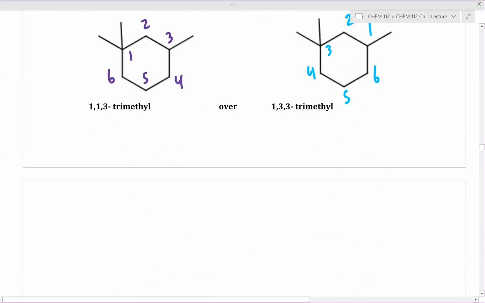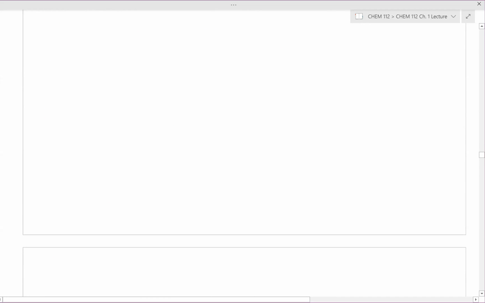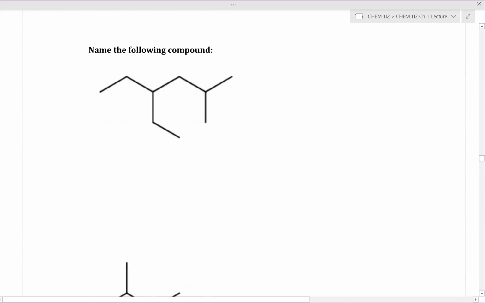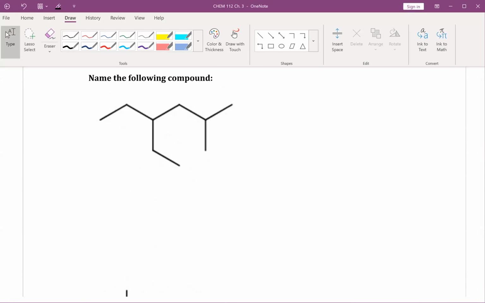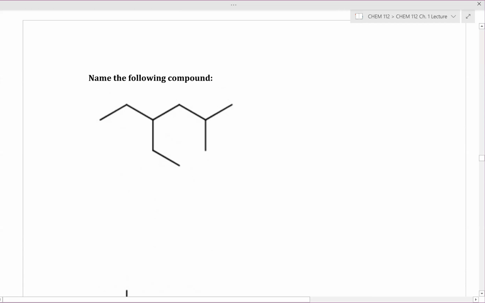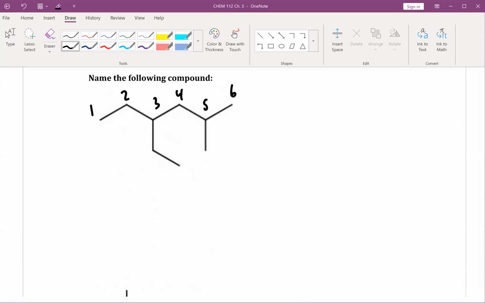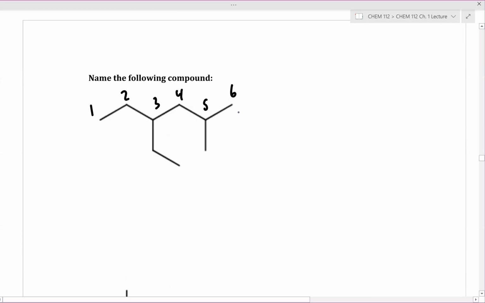Okay, let's now put this into practice. Let's try and name the following compound. Let's write the full name, and we'll do this one together. I'm going to write out 2 methods of counting. The first going from left to right, so 6 carbons. The second method going from right to left.